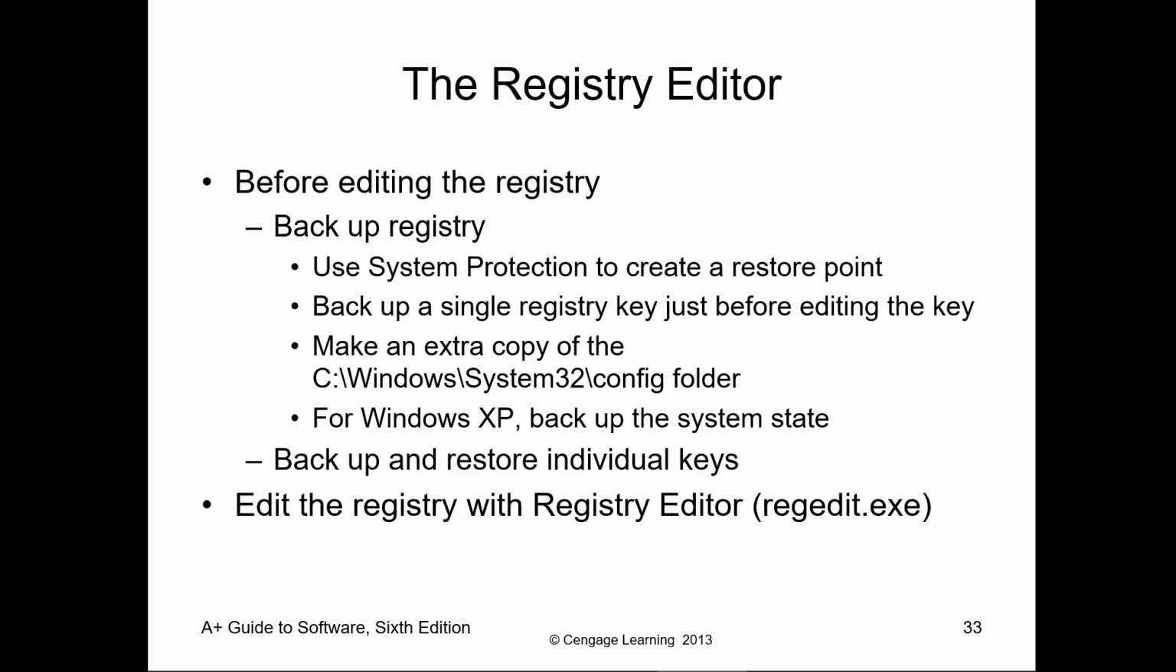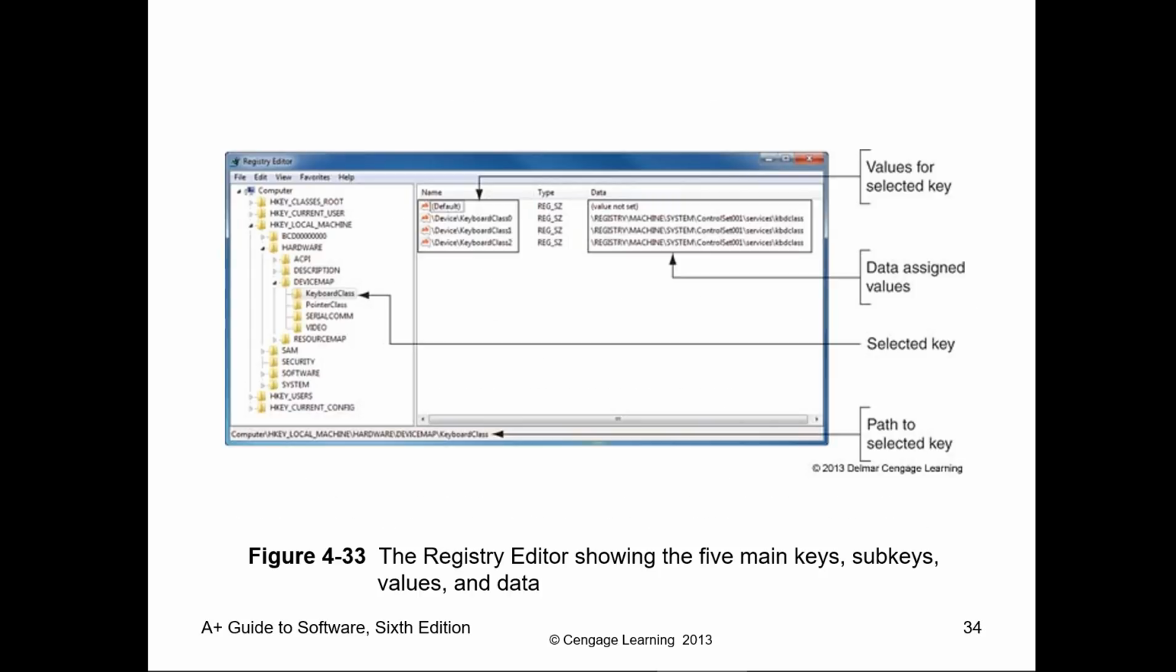Before editing the registry, you should back it up. How do you actually edit the registry? You just go to Start, type regedit, and that will allow you to start editing the registry. Here's our graphical representation. Here are our different HKEYs. These are subkeys and subkeys and subkeys. These are our data values that we can be manipulating, and our path.